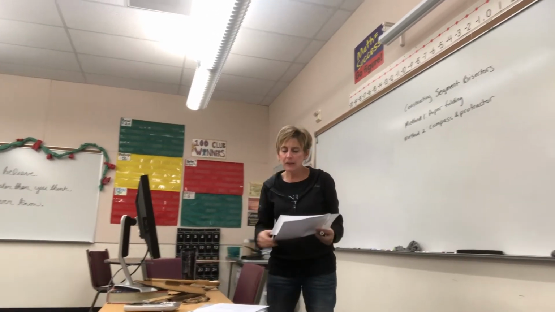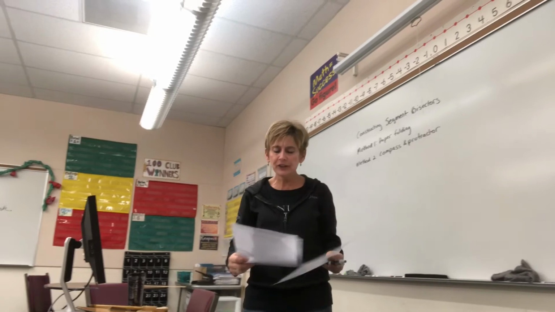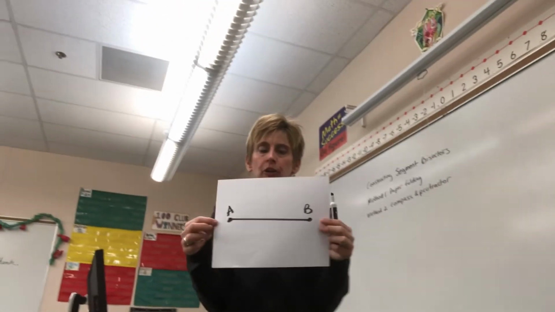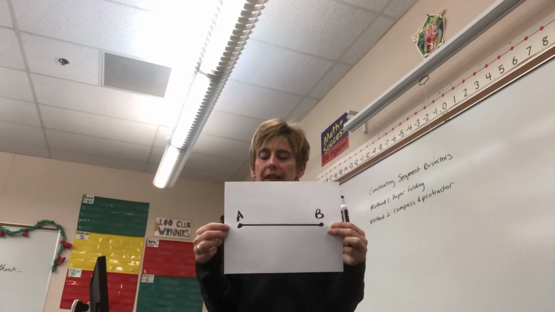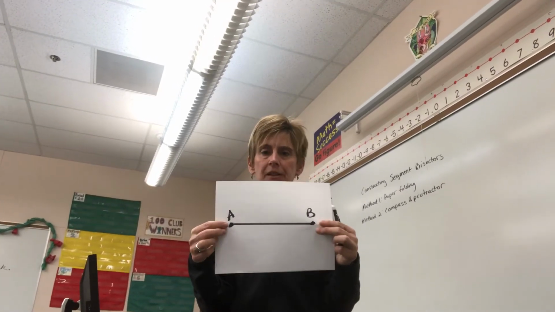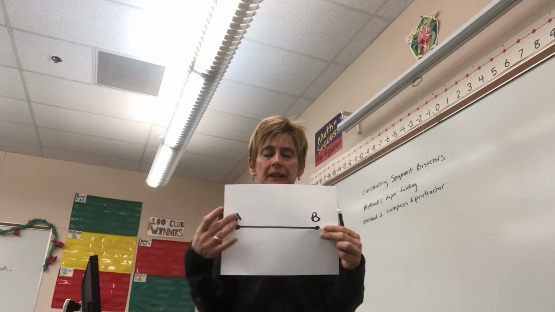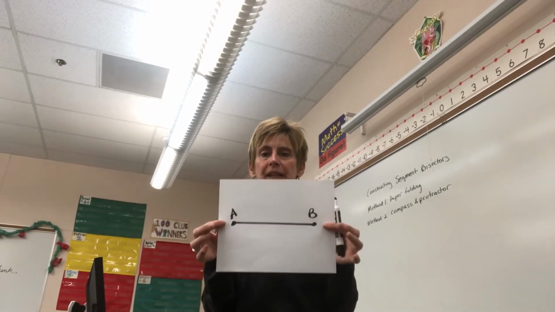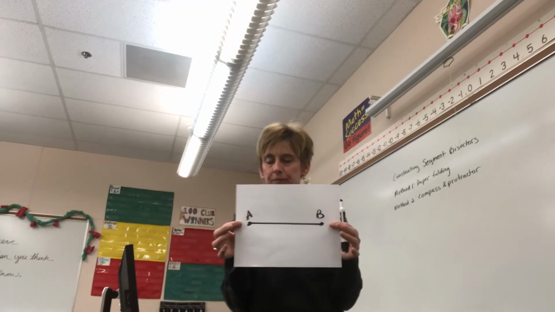Now, with the paper folding, the first step is to draw segment AB on a piece of paper. So using your ruler, draw a straight line with points at each end. On the left, write point A, and on the right, write point B. So step one is drawing segment AB on a piece of paper.